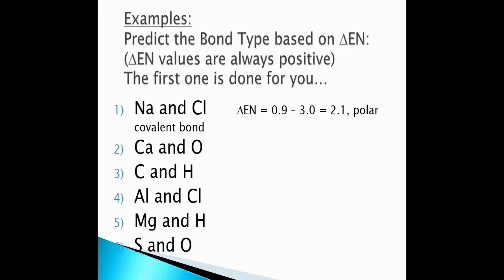Examples: predict the bond type based on difference in electronegativity. Differences in electronegativity values are always positive. The first one is done for you, Na, sodium and chlorine. The electronegativity of sodium is 0.9 and of chlorine is 3. The difference in electronegativity is 2.1. Then the bond is a polar covalent bond.